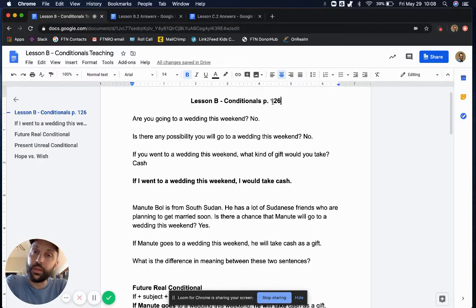But one important thing to know is if you see the word conditional used, think of the word if, because we're talking about if something happens, then something else will happen, right? So something needs to happen first for the next thing to happen. If something happens, then this will happen, okay?